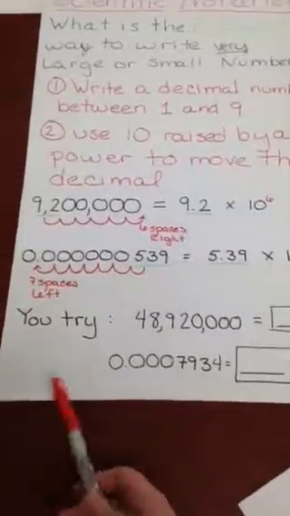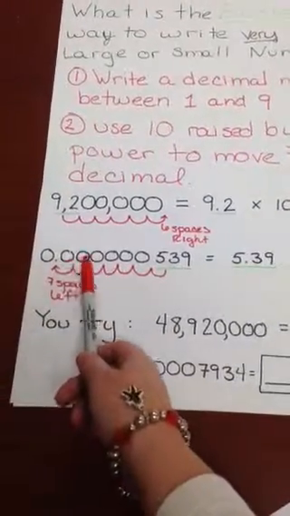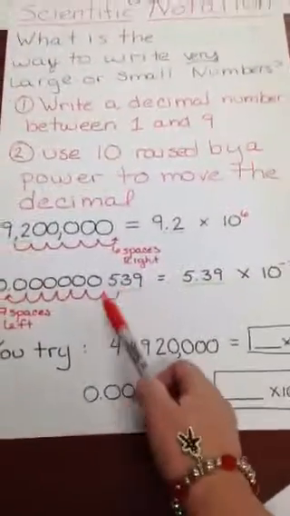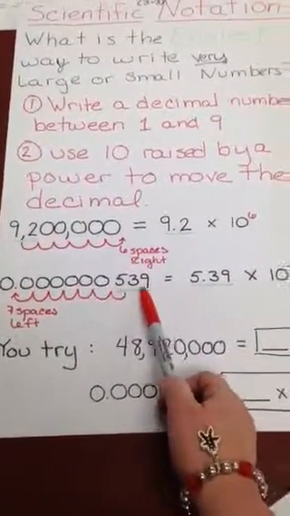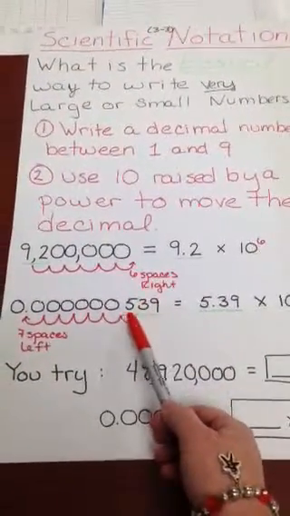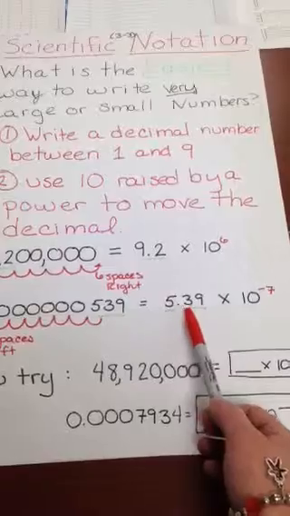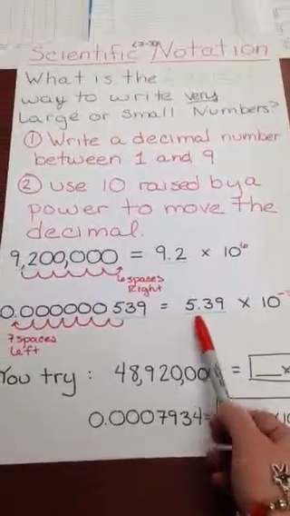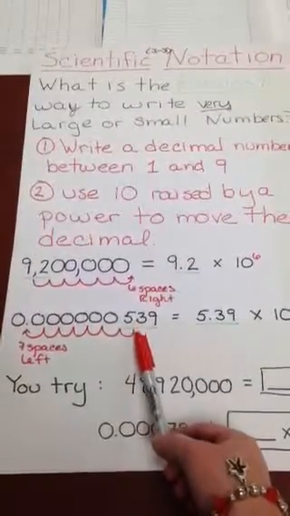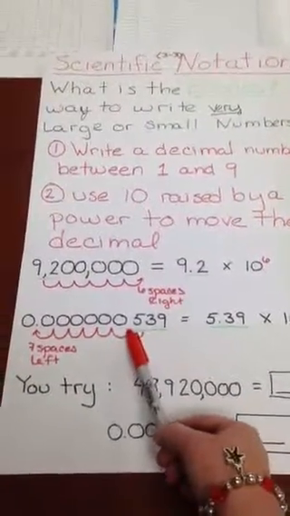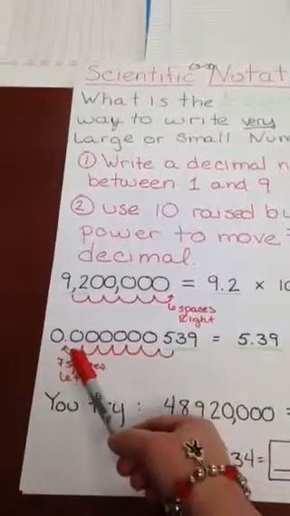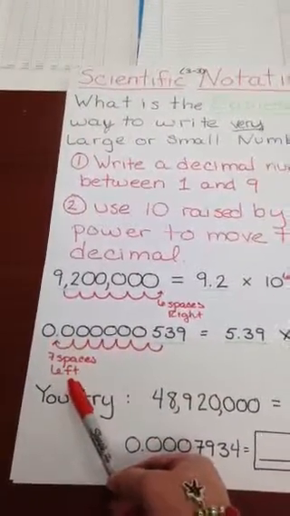A very small number, I have here 0.000000539. I find my non-zero numbers. I've underlined them in green. Here's 5, 3, and 9. I'm going to write my non-zero numbers as a decimal. So instead of writing 539, I write 5.39. So I put my decimal right there. Now, if my decimal was right there, where would I have to move it to get to where the number actually is? I'd have to go 1, 2, 3, 4, 5, 6, 7. I'd have to move 7 spaces to the left.